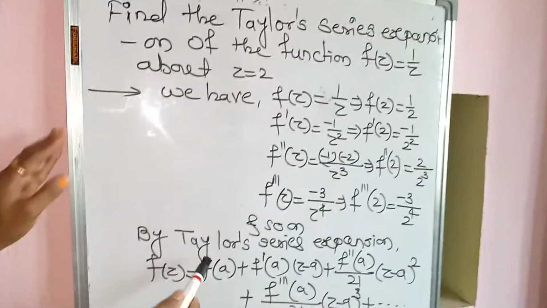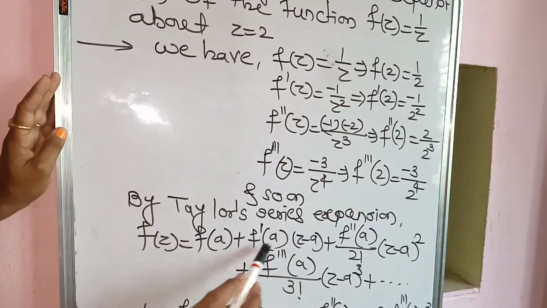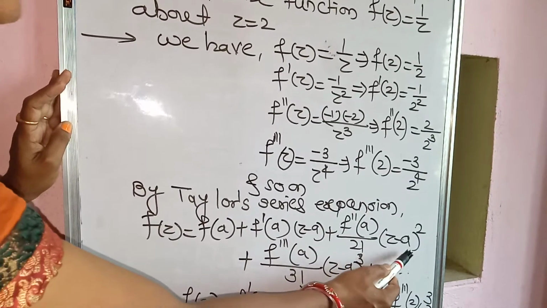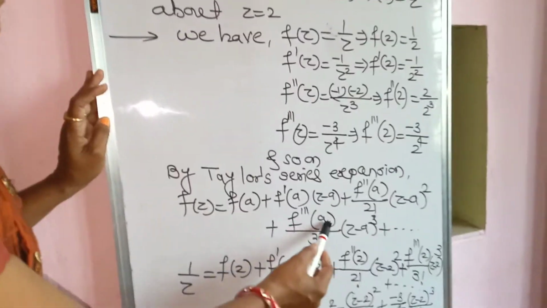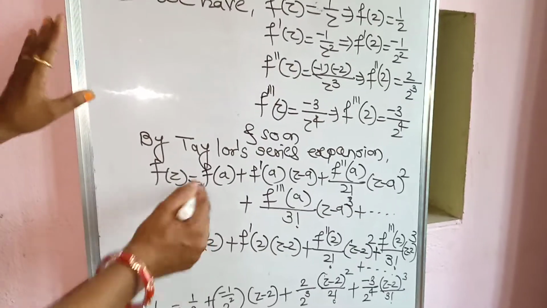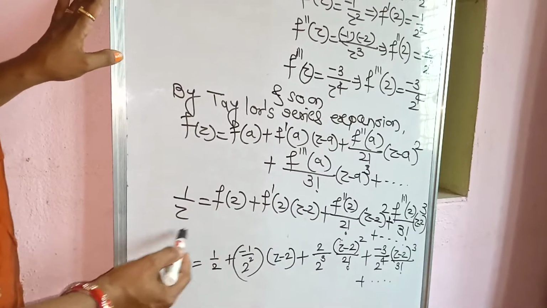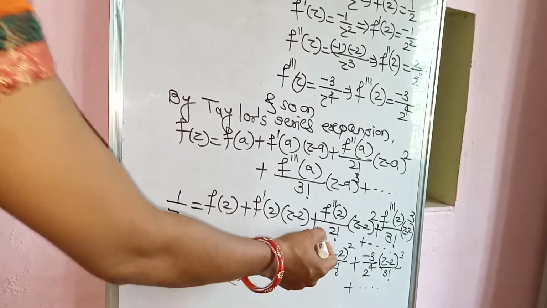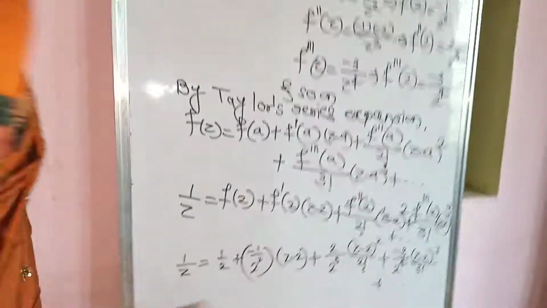Now by the Taylor series expansion, we know that f of z, it is nothing but f of a plus f dash of a into z minus a plus f double dash of a by 2 factorial z minus a whole square plus f triple dash of a by 3 factorial z minus a whole cube plus so on up to infinity. Instead of the point a, I will substitute the value as equal to 2. So 1 by z, it will be equal to f of 2 plus f dash of 2 into z minus 2 plus f double dash of 2 by 2 factorial z minus 2 whole square and so on.